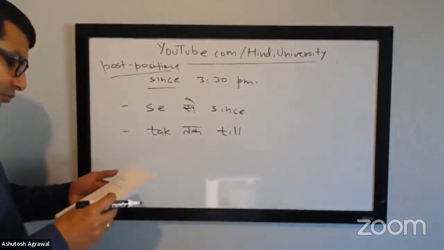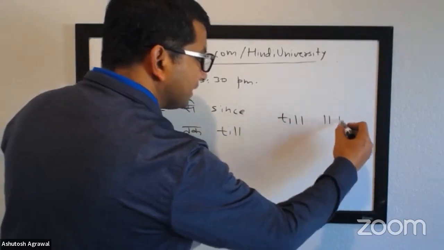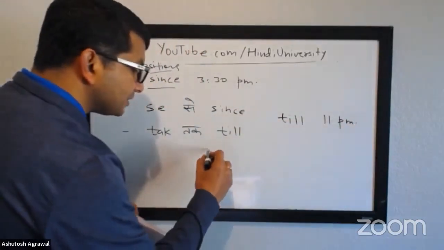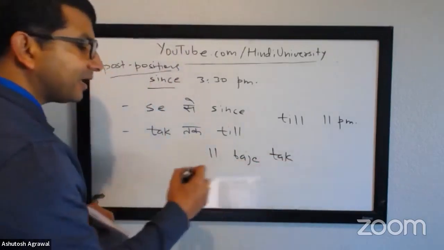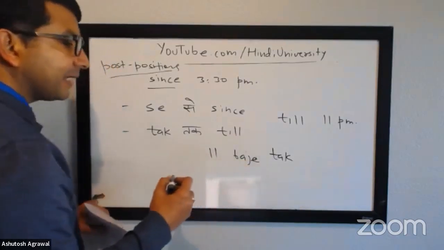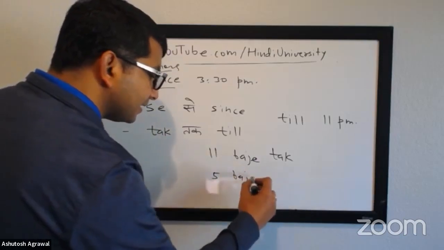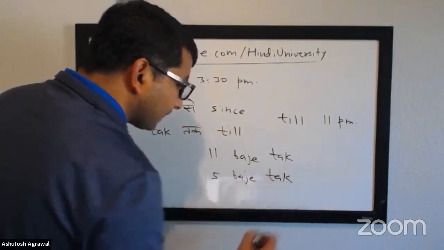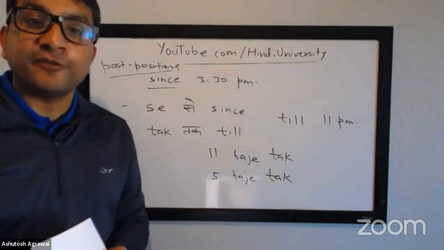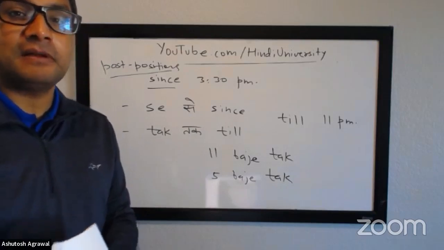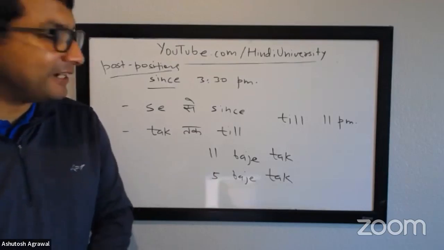Okay, for example, the movie will go on till 11 p.m. Okay, so it becomes 11 baje tak. 5 baje tak. Okay, till. I have to wait till 5 p.m. 5 baje tak wait karna padega. Okay, 5 baje tak wait karna padega.